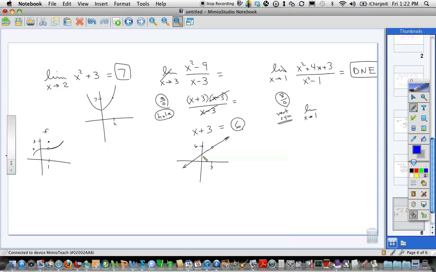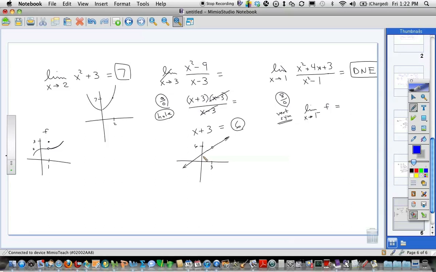So I have to look at x from the left. That's that little negative sign that they were writing on there. That means from the left, the little negative sign. And we'll just call this function f, and we're going to investigate that.